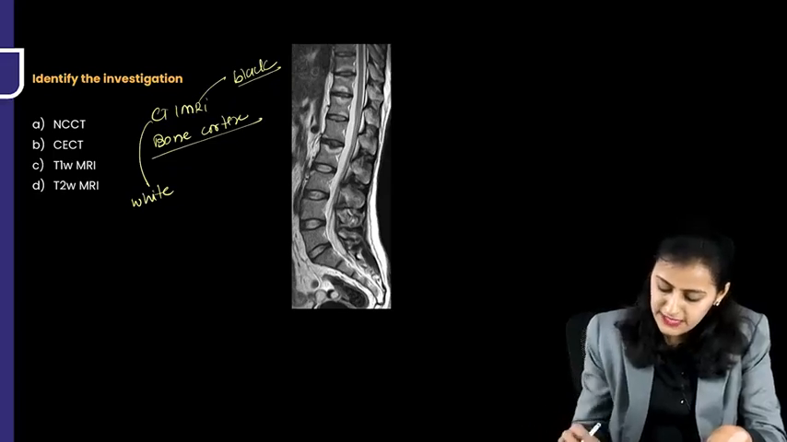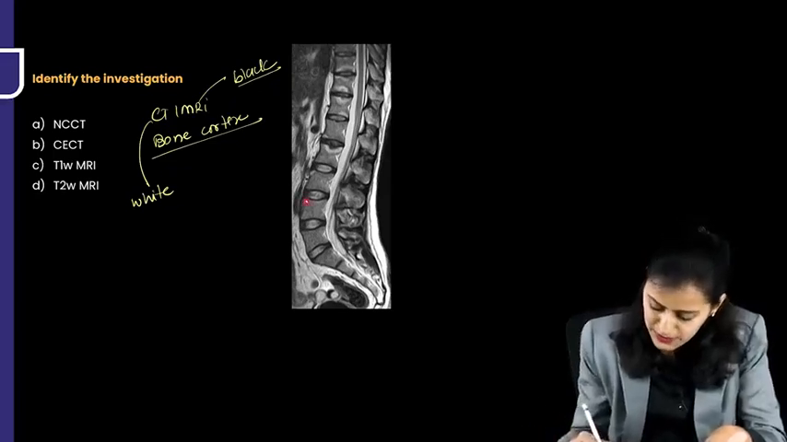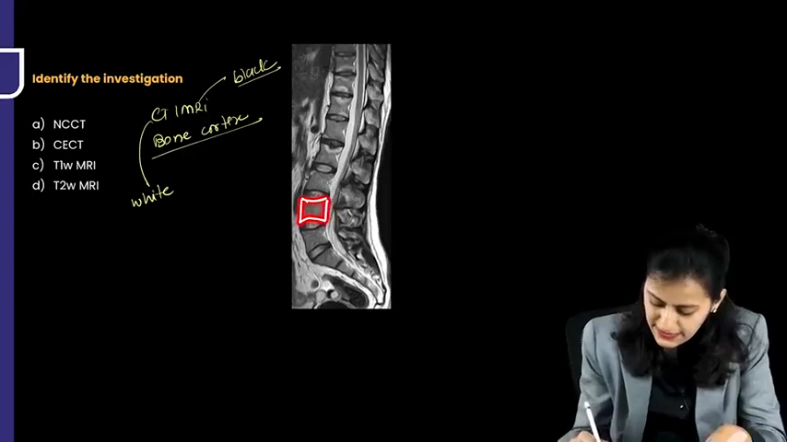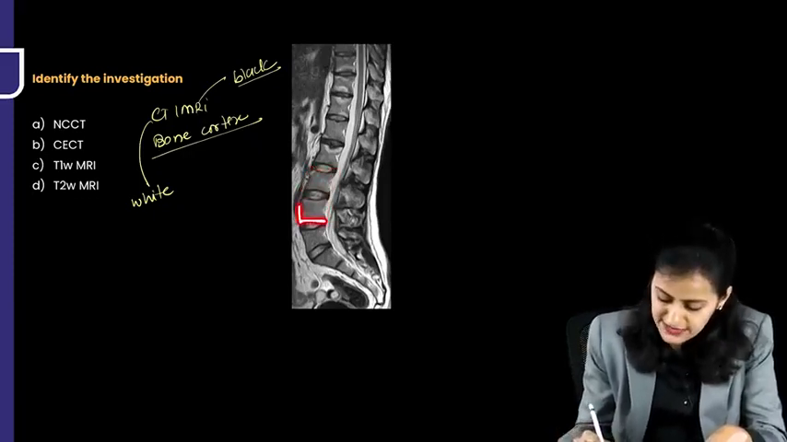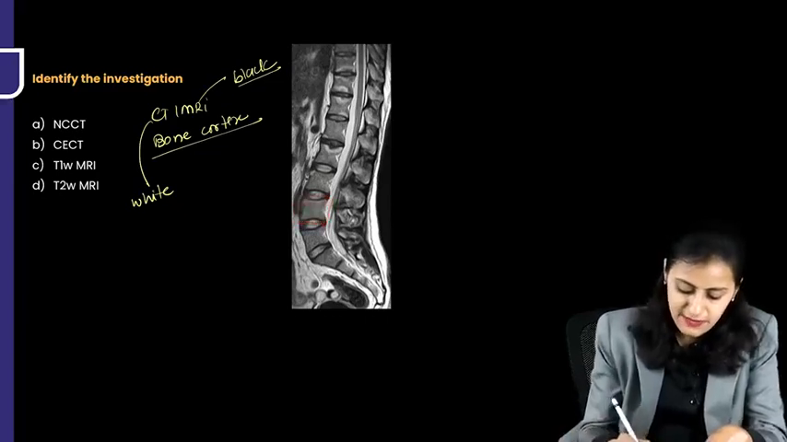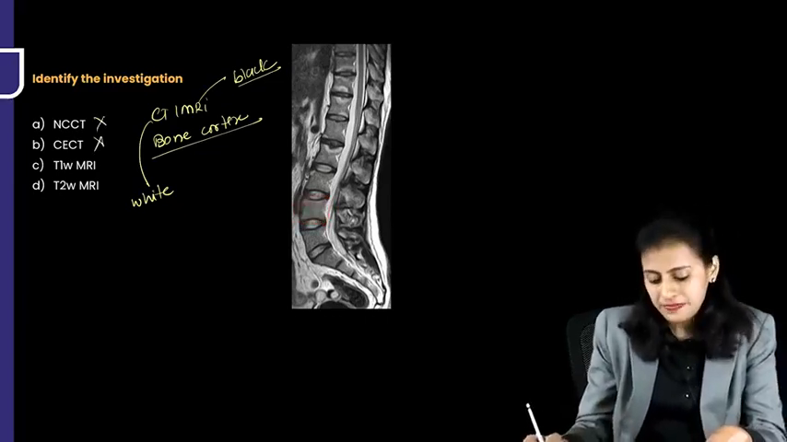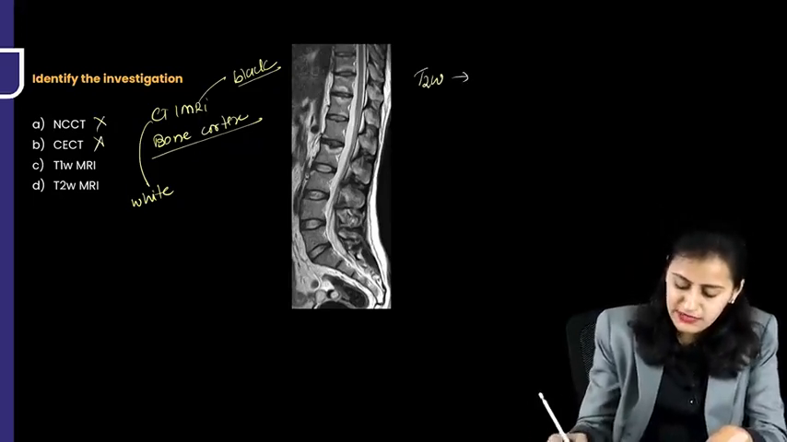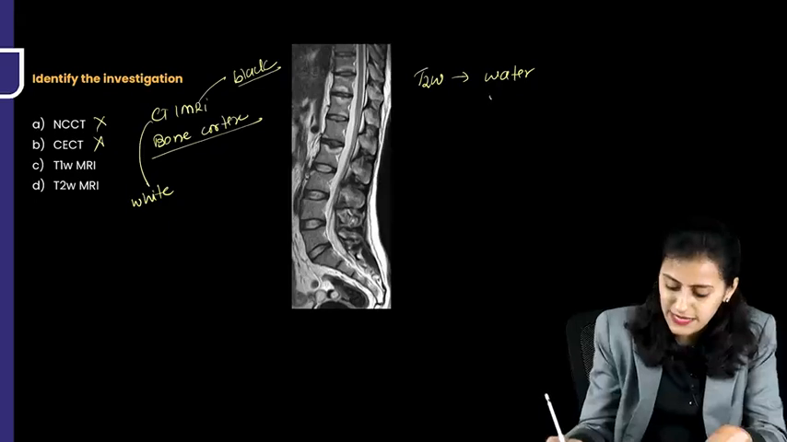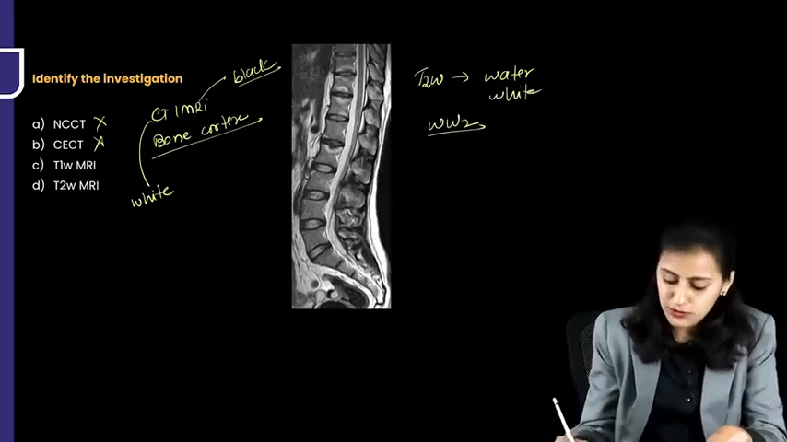So what are we seeing here? Look at the bone cortex, the vertebra, the cortex is black. Look at the black lining. Look at the thin black lining, right? The bone cortex is black, and that is why this is MRI. So CT is out. Is it T1 weighted or T2 weighted MRI? So T2 weighted MRI, T2 has white water. So remember WW2, water white on T2.